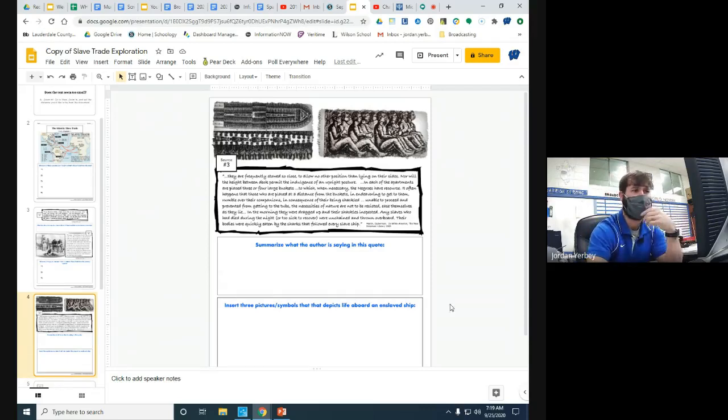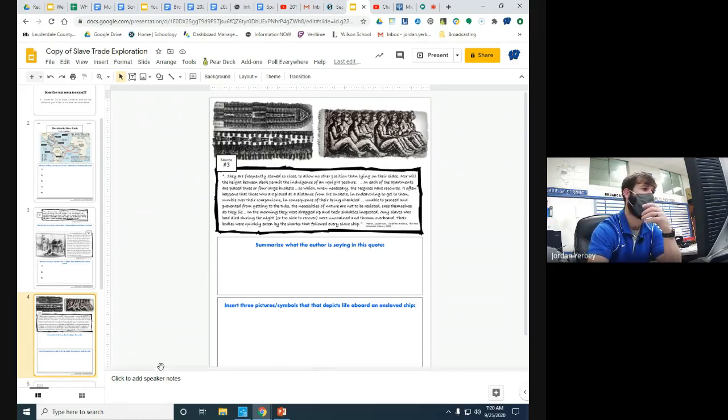And then at the bottom, make sure you insert 3 pictures or symbols that depict life aboard an enslaved ship. So it doesn't have to just be 3 pictures you find on the internet that are from the Atlantic slave trade. It could be pictures or symbols that depict what was going on. Maybe it's handcuffs because they were being shackled, or death because so many of them died. And so, like I said, I'm not going to read this source for you, but summarize it, work on that skill, and then connect to it through the pictures and the symbols.